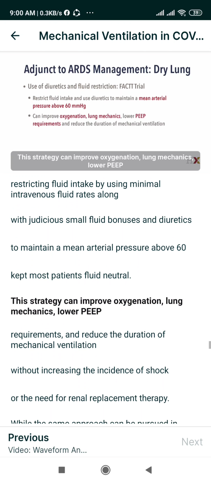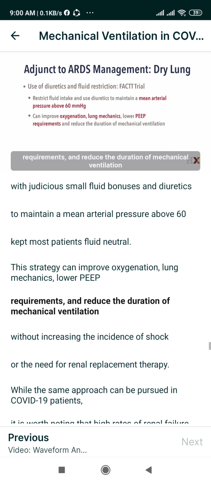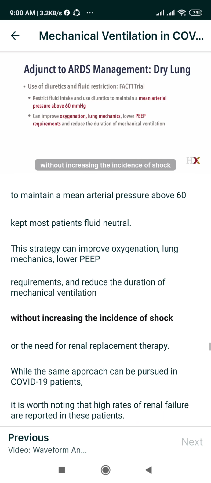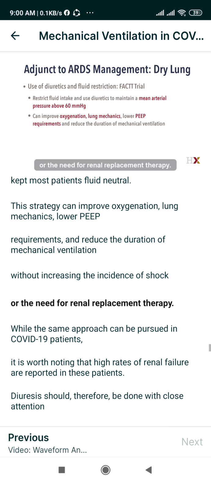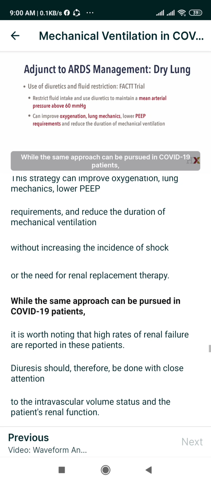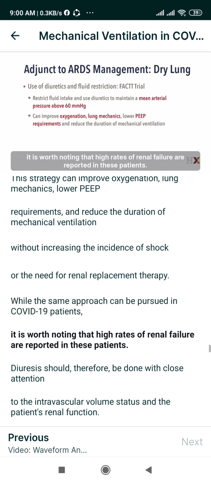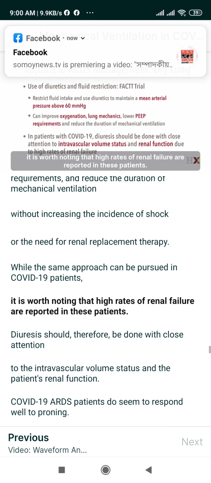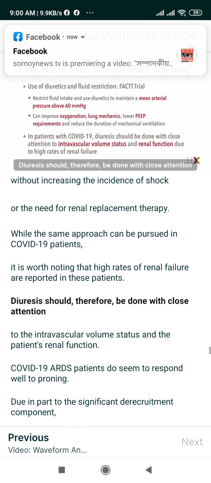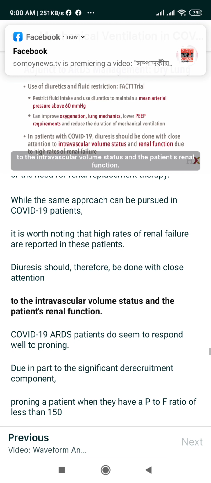This strategy can improve oxygenation, lung mechanics, lower PEEP requirements, and reduce the duration of mechanical ventilation without increasing the incidence of shock or the need for renal replacement therapy. While the same approach can be pursued in COVID-19 patients, it is worth noting high rates of renal failure are reported in these patients. Diuresis should therefore be done with close attention to the intravascular volume status and the patient's renal function.